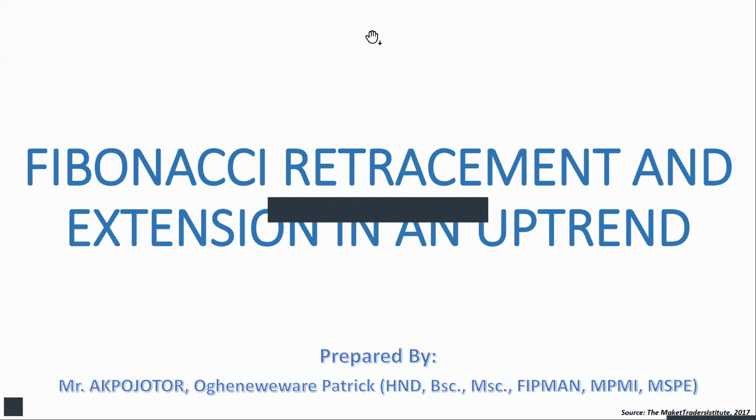So we're talking about Fibonacci retracement and extension in an uptrend. That's what we want to do today. It's actually both the one for uptrend and downtrend. But usually, once I take the uptrend, there's really no point taking the downtrend because it's just the opposite of the uptrend. So it's the same presentation.